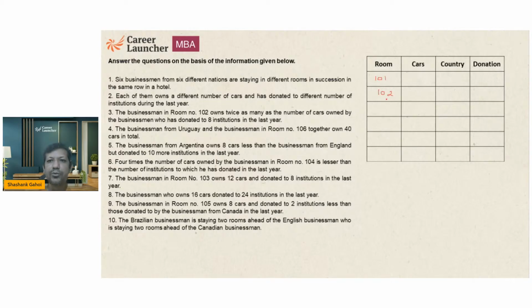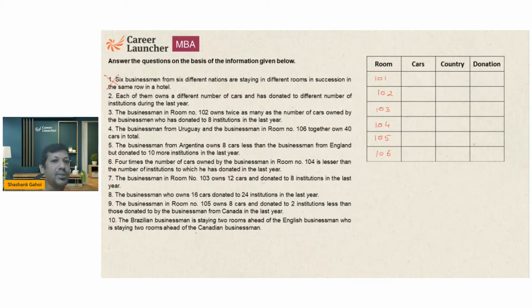I'm just going to write down the room numbers. So I'm going to make the table according to room numbers. Now, because I am making the table according to room numbers, I am directly going to look at the information that is directly related to room numbers. This statement I have already used. So whichever statement I use, I'm just going to cross it out.